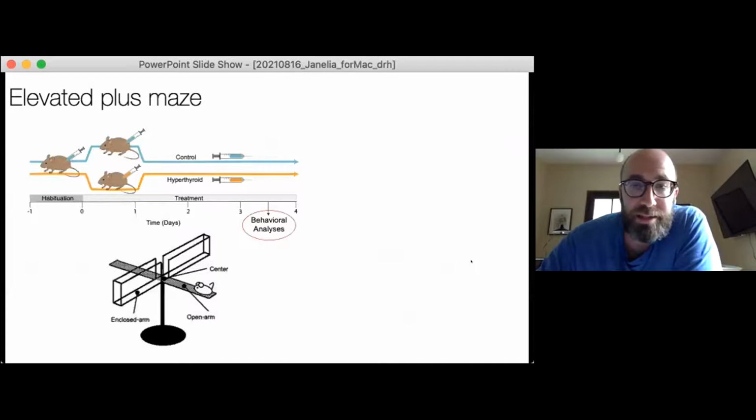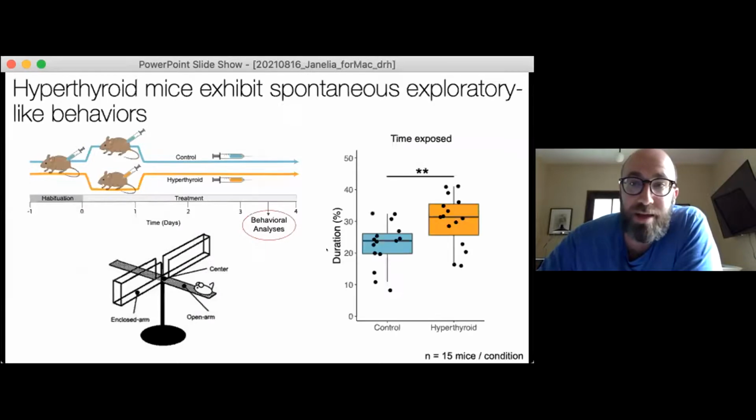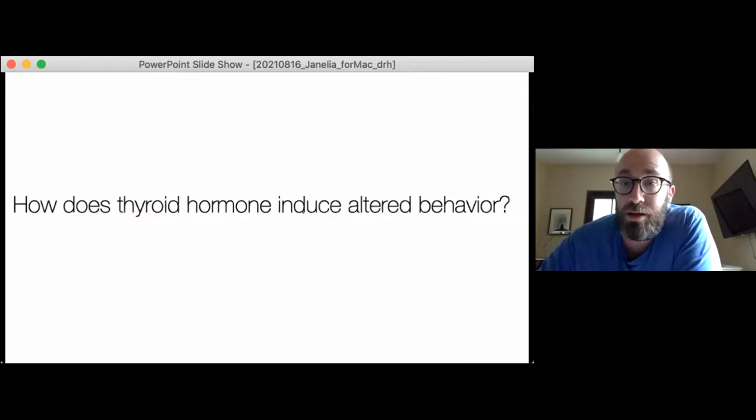So we tested mice after 3 days of treatment, and we found that indeed, hyperthyroid mice spend a larger fraction of the session on the exposed arm, suggesting hyperthyroid mice engage in more spontaneous exploratory behavior. So the natural next question to ask is, how does thyroid hormone induce these altered behaviors?